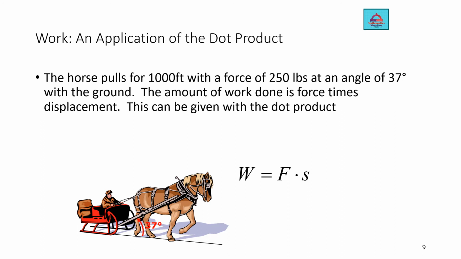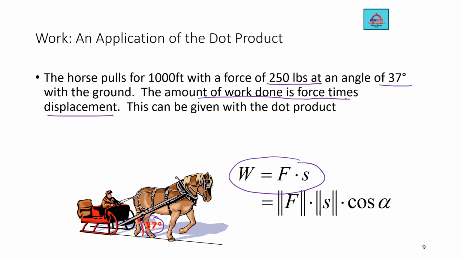So the angle here is given to you very clearly as 37 with the horizontal, and the horse is pulling it with a force of 250 lbs at this angle. The amount of work done is force times displacement. You all know that this is the formula for work. Work is a scalar quantity, so it is equal to force dot product displacement. So how do we calculate this? It is equal to the magnitude of the force multiplied with the magnitude of the displacement along with the cosine of the angle between them.